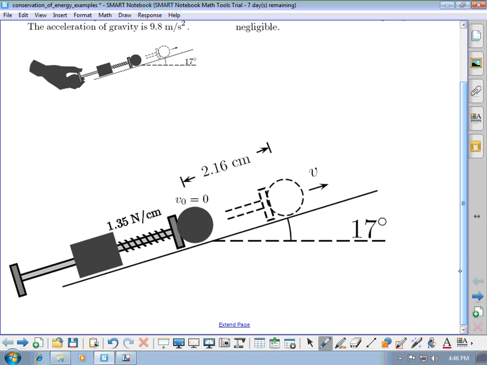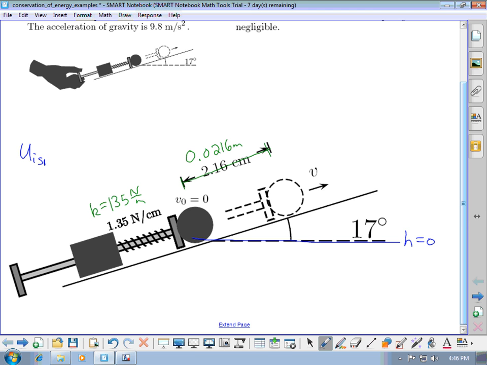So I have this larger picture of the situation happening. So this distance, again, 0.0216 meters, that's the length along the incline itself. The spring constant K was 135 newtons per meter. The first thing that we need to do is pick where the height is going to be 0 for gravitational potential energy. It makes sense to make this lowest point right here where the height is 0.